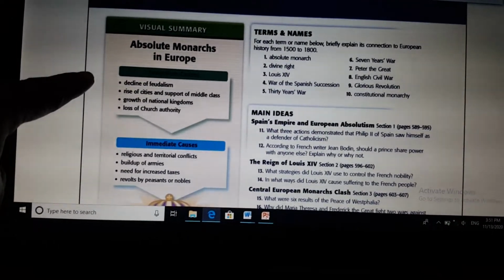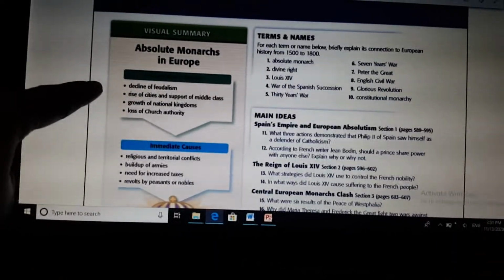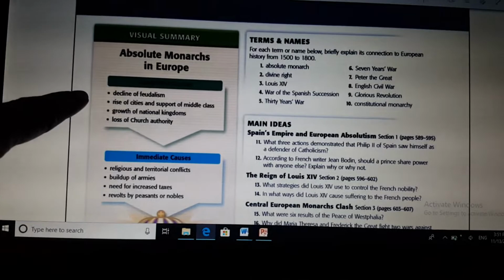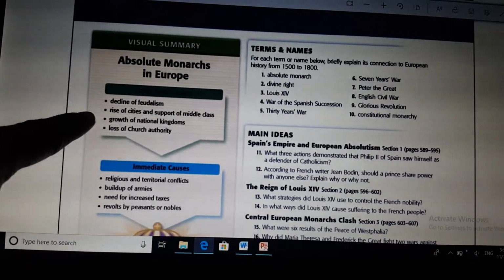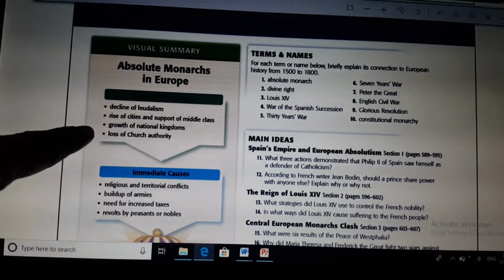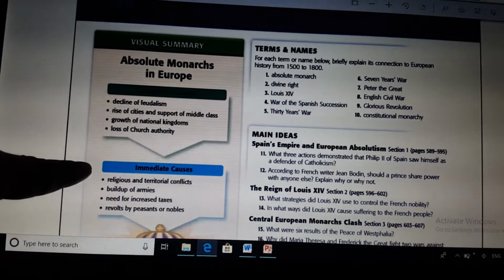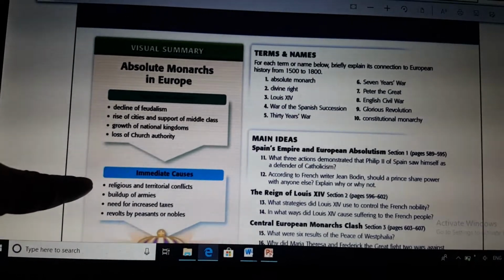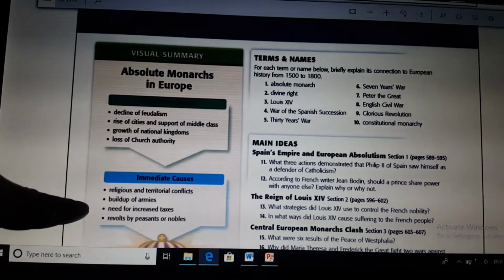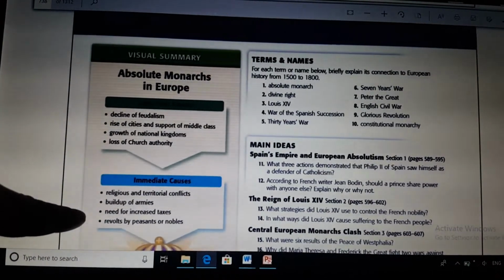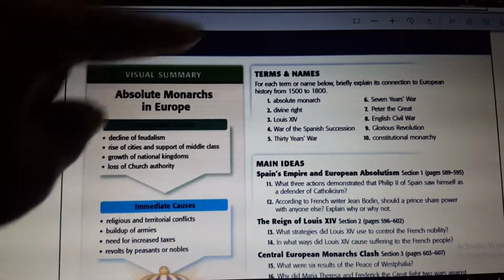Long-term causes. Number 1, decline of feudalism. Number 2, rise of cities and support of middle class. Number 3, growth of national kingdoms. Number 4, loss of church authority. In this section, it's called immediate causes: number 1, religious and territorial conflicts. Number 2, buildup of armies. Number 3, need for increased taxes. And number 4, revolts by peasants or nobles.